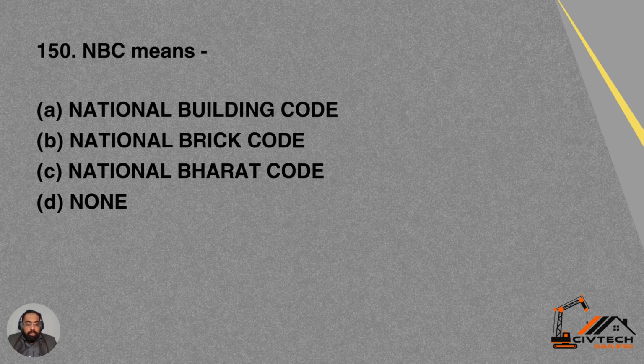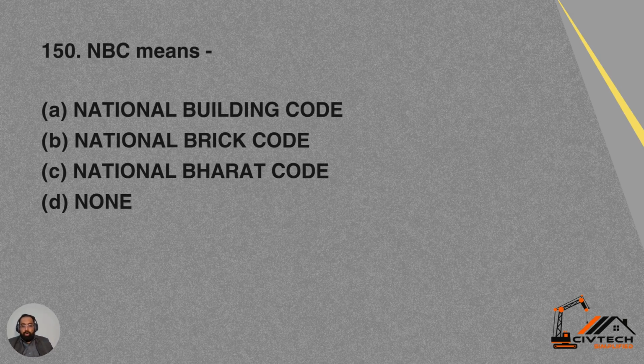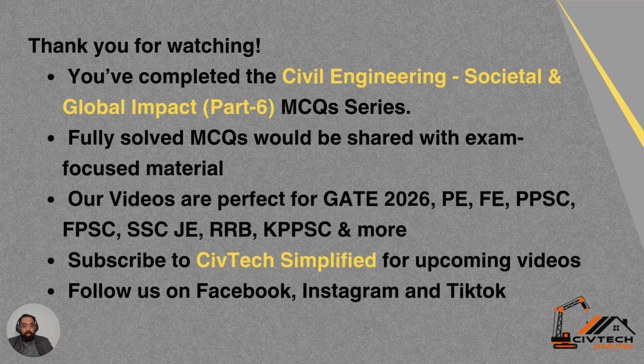150. And the last question for today's video. NBC means. Option A, National Building Code. Option B, National Brick Code. Option C, National Bharat Code. Option D, none of the above. So A is the correct answer. NBC means National Building Code.